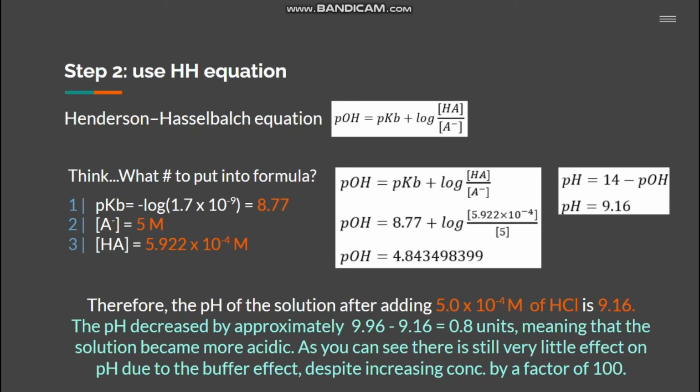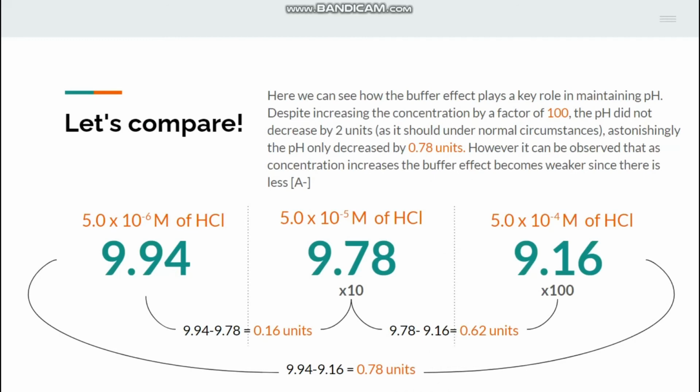the final pH. We can compare pH values and notice how the buffer effect plays a significant role in maintaining a pH. We can notice that increasing the concentration by a factor of 100 only decreased the pH by 0.78 units rather than 2 units under normal circumstances. We can observe that the buffer effect gets weaker as more strong acid is added, since there would be less pyridine, allowing more of the acid to contribute to the overall pH.